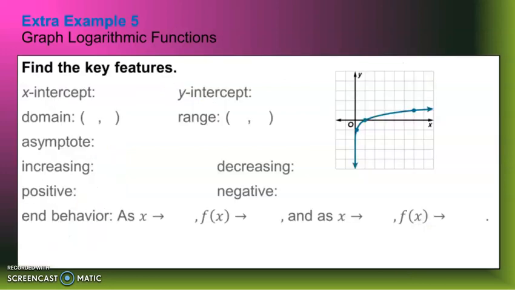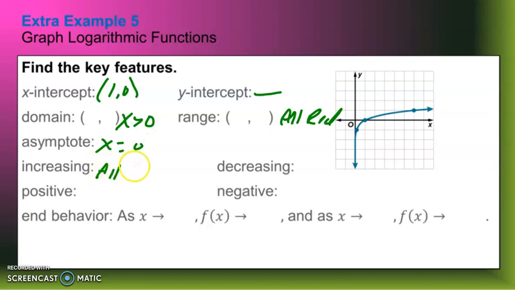And the key features, again, there's our graph again. X-intercept, 1, 0. No y-intercept. The domain, I'm just going to say x is greater than 0. The range is all real. The asymptote is x equaling 0. Increasing, it's always increasing from left to right, so all values of x.